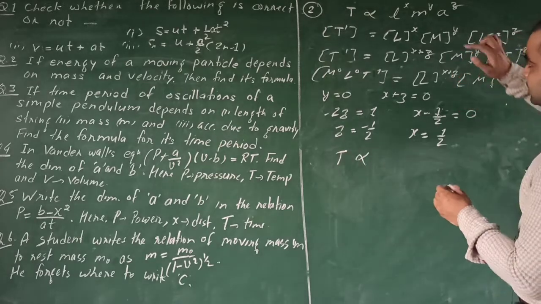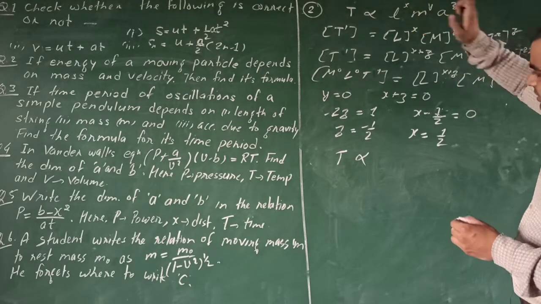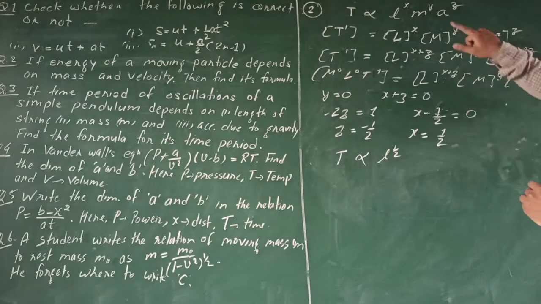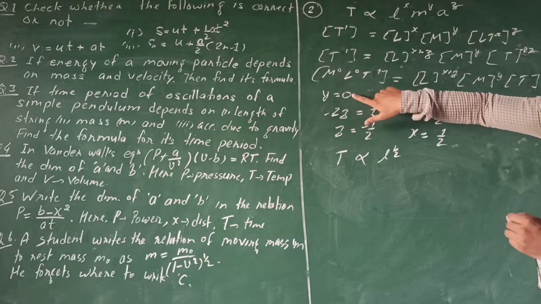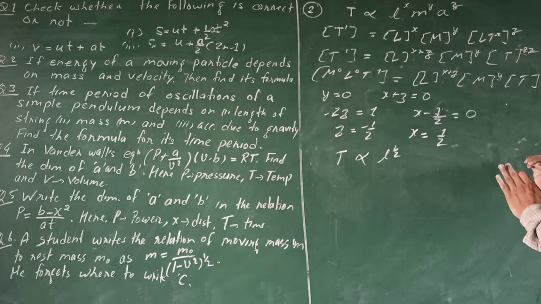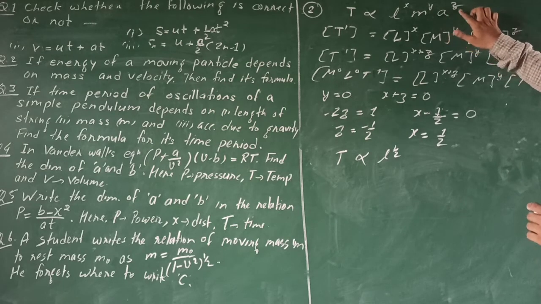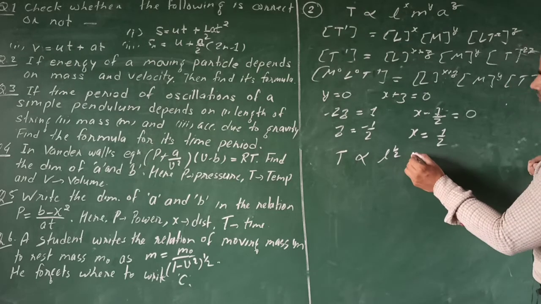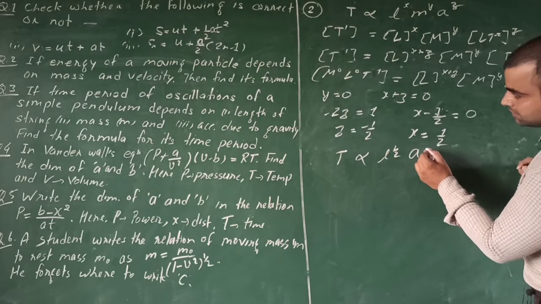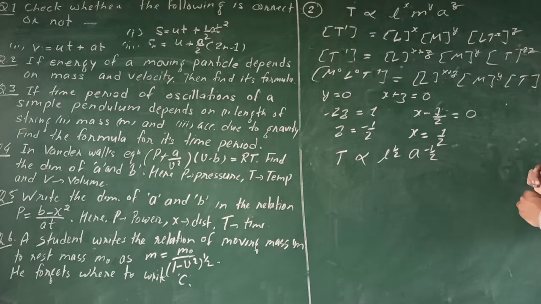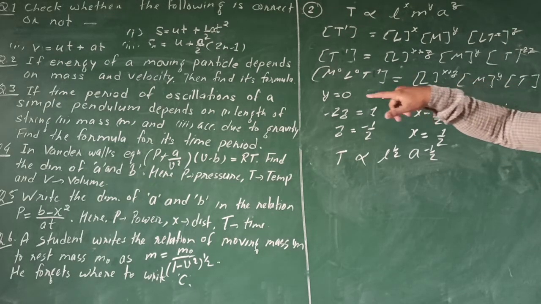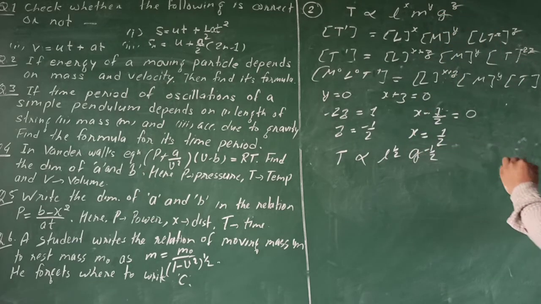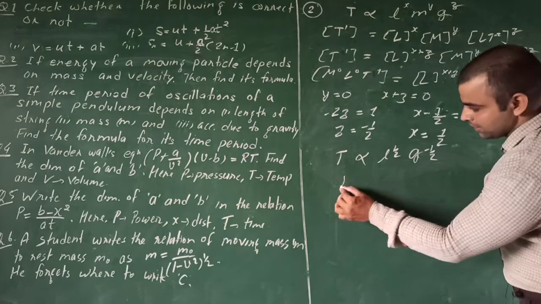T is proportional to L, where x is raised to power 1 by 2, m, y is raised to power 0, nothing, and a is raised to power z, where the value of z means a is minus 1 by 2. Here, what is a? A is the acceleration due to gravity, so we write it as g.